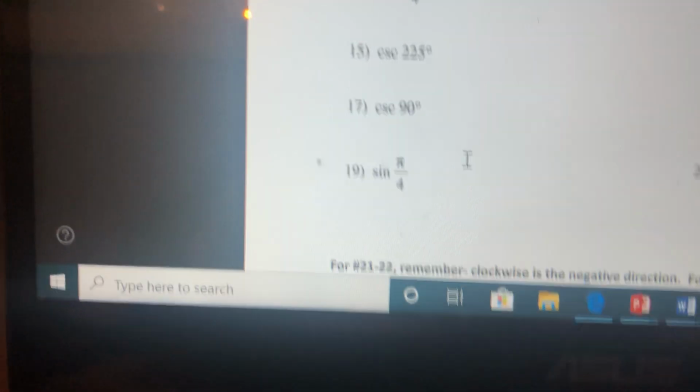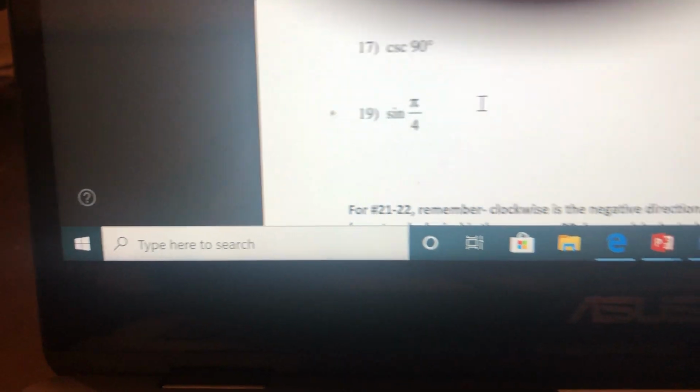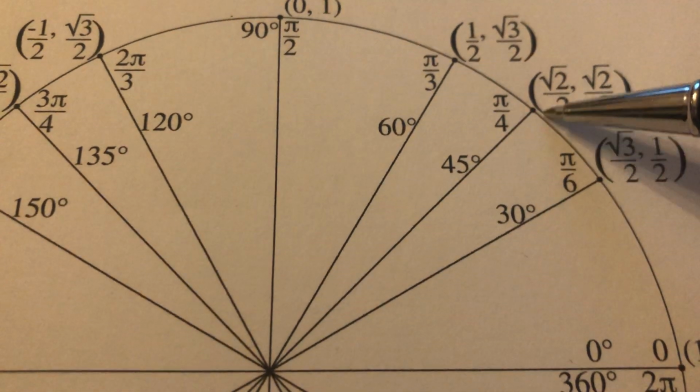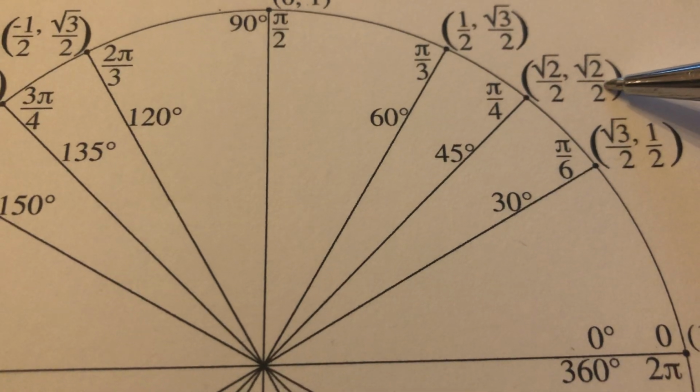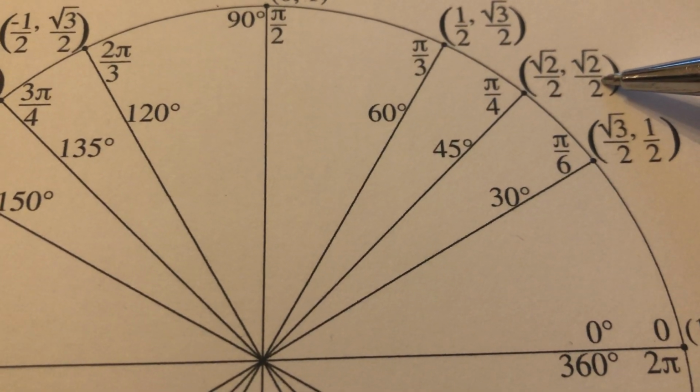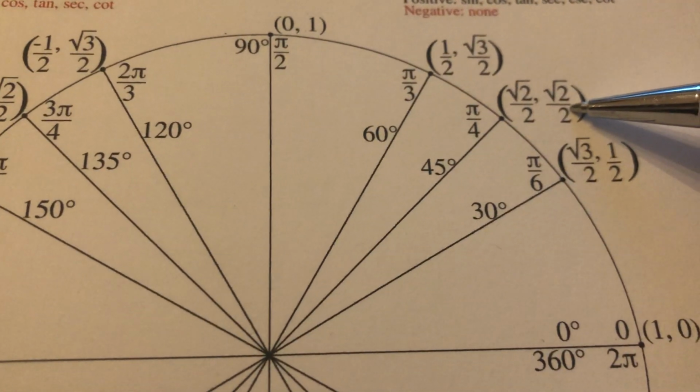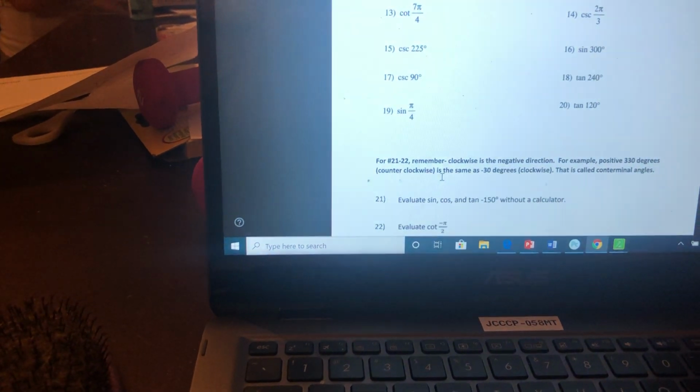Oh, why don't we look at one that's in radians? Let's see. 19. What is the sine of pi over 4? So, again, this is the same thing but radians. Pi over 4 is over here at 45 degrees. What is my sine? Radical 2 over 2. Okay? Hold on, let me see what else is a good one.